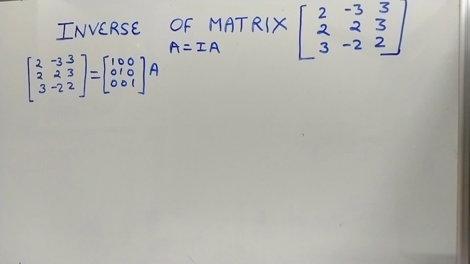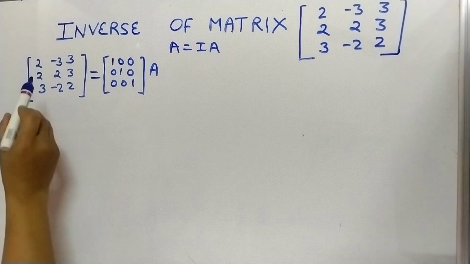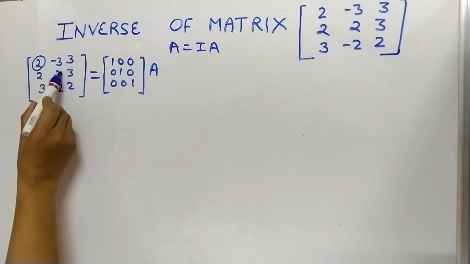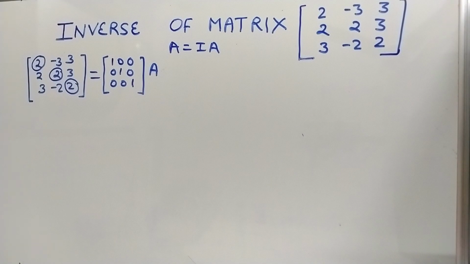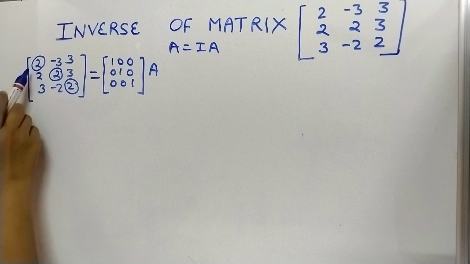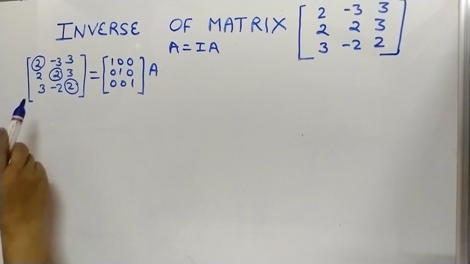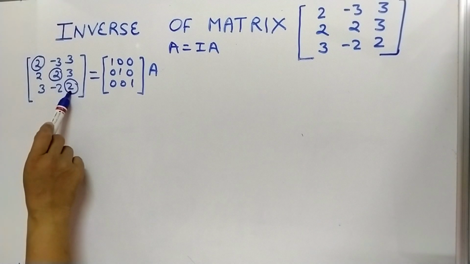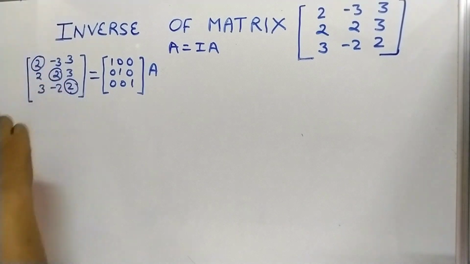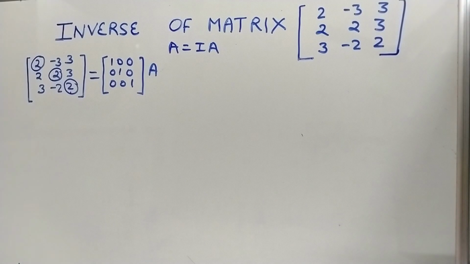Now in these types of questions, if it is given that any of these three terms is 1, then the method is, with the help of this 1 you will try to make these two 0. If this is 1, then with the help of this you will try to make these two 0. If this is 1, then with the help of this you will try to make these two 0. Or if 1 is not given here, then we will try to make any of these terms 1 first and then we will make the other terms 0.